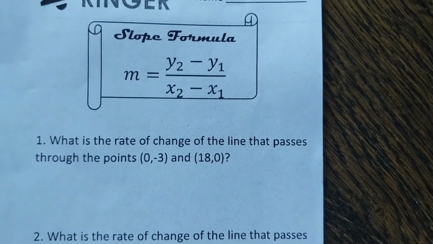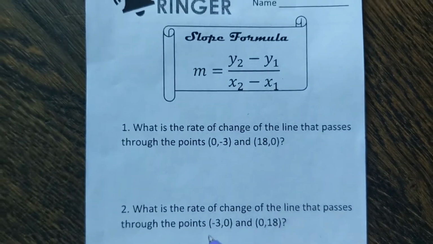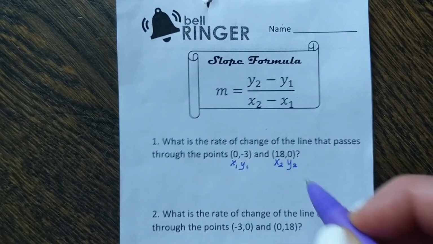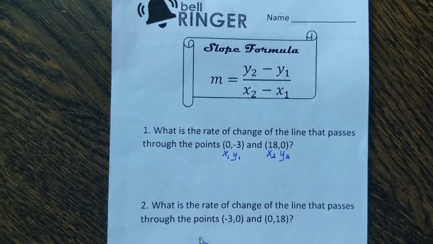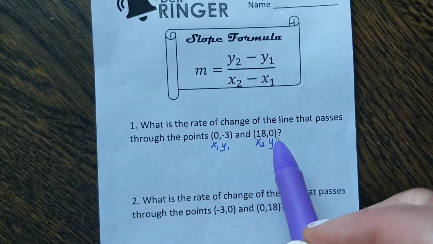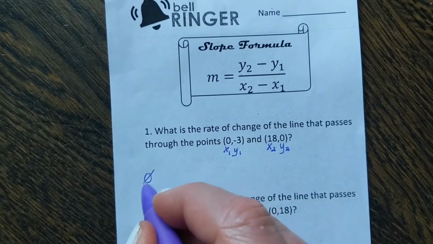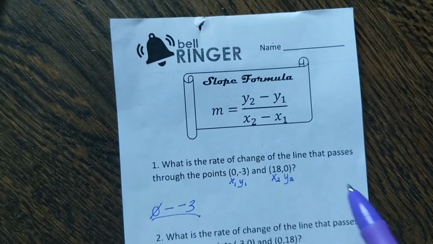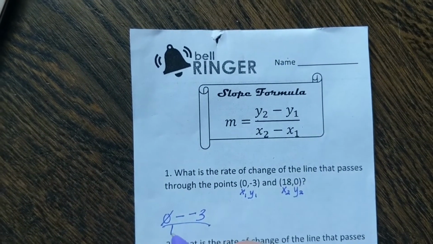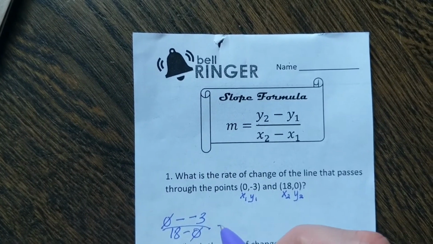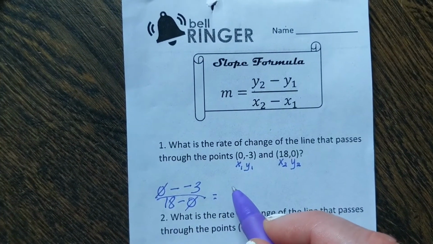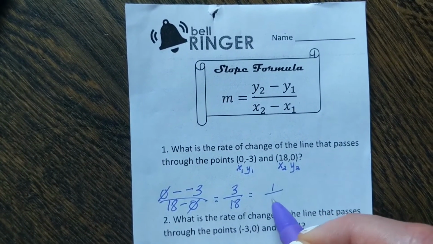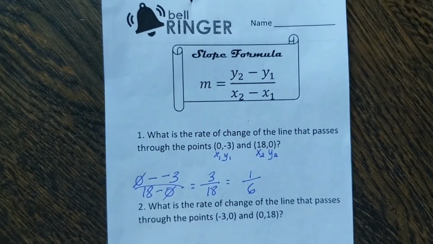So in this type of problem, you're just given the points. They're not on a graph. They're just listed. So I'm going to label my points x1, y1, x2, y2. Remember that every point is x comma y, so that should help you. And then I'm going to just go ahead and plug those numbers in. So my y2 is 0 minus y1 is negative 3. Be careful with your negative there. And then on the denominator, x2 is 18 minus x1 is 0. And I can simplify that. 0 minus negative 3 is the same as 0 plus 3, which is 3. 18 minus 0 is 18. And I can simplify that fraction into 1 over 6.